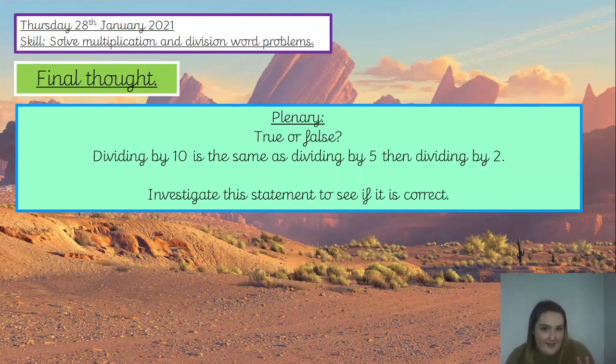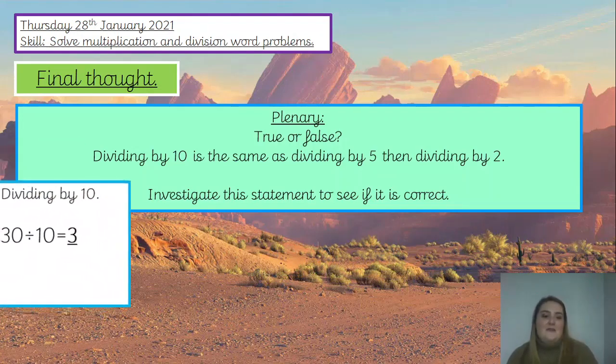If you would like a hint, I'm just about to tell you your hint. So if you would like a hint, investigate this with the number 30, okay, because it's a nice easy number to use, okay, that shows you if this is true or false. So start with the number 30 and see if dividing by 10 is the same as dividing by 5 and then dividing by 2. Okay, I'd like you to pause the video, please. Good luck with your challenge. Off you go.